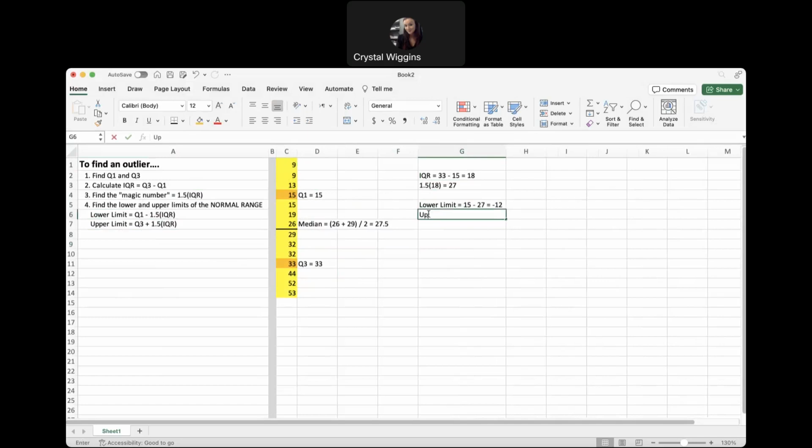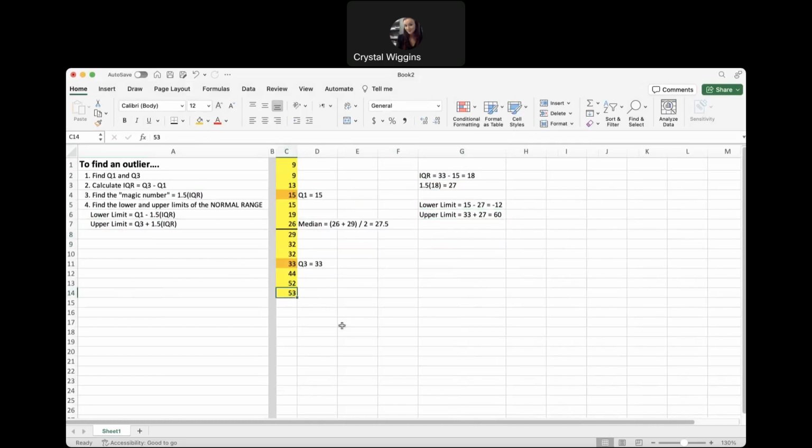Let's now find our upper limit. So I'm going to take Q3, which is 33, and add the magic number of 27. And that's going to give me 60. So 60 is the largest number in reference to this data set that is still considered normal. I take a look at my maximum value, it's 53. I see that I do not have any values in this data set that exceed 60, and therefore I do not have any outliers on the right side of the number line, or very large numbers.